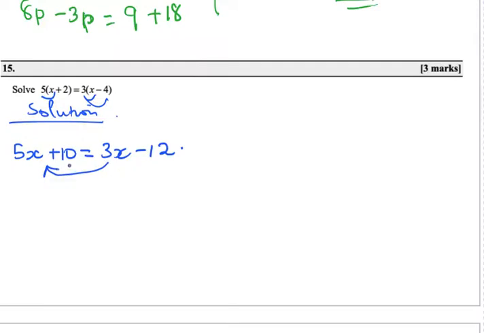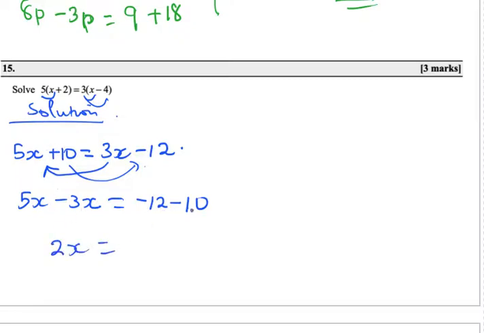3 crosses over, and the 10 crosses over. So all x's will be on one side. The 3 becomes a negative because here it was a positive, and then negative 12 stays, but the 10 is coming, so it becomes negative 10, as before it was a positive. So 5 minus 3 is 2x, and then negative 12 minus 10 is negative, you can check on your calculator always, so this is negative 22.